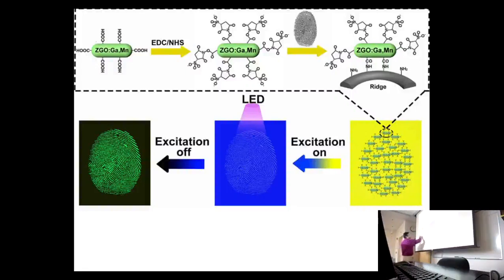The nanoparticles glow under certain wavelengths of light. So you end up with a green glowing fingerprint, which at the very least will look cool in the movies if it ever catches on.